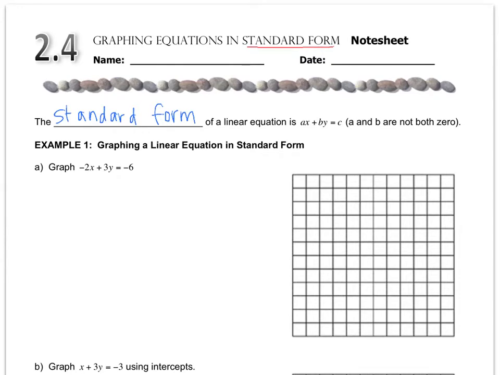When you do an equation in standard form, the best thing to do is to look for the intercepts. So remember, the x-intercept has a 0 in its y value, and the y-intercept has a 0 in its x value. So if we plug in zeros, we can use this technique and graph the line using the two important points, which are the x and y intercepts.